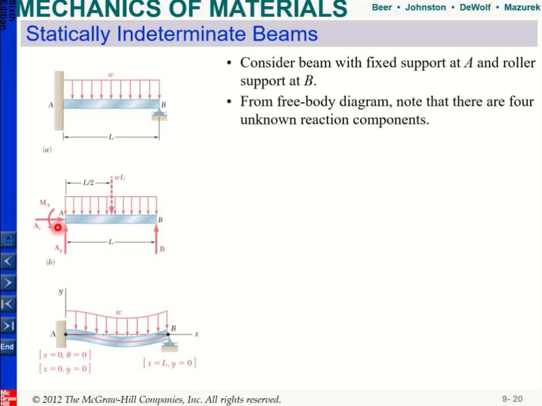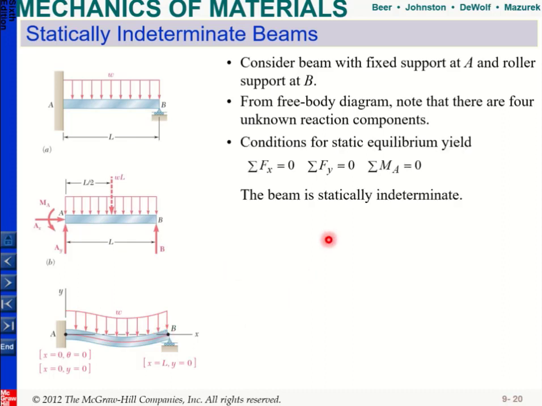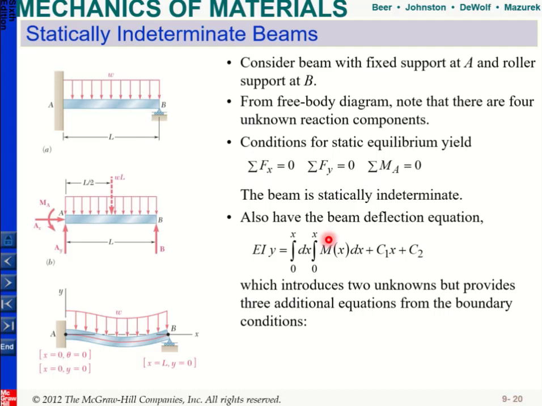So when I look at this I have 4 unknowns, and from equilibrium I can get only 3 equations. Which means that I have 3 equations but I have 4 unknowns, so I cannot solve it. What I can do, similar to what we did before, is get additional information if I look at the deflection. And if you write your deflection equation, this is what you will get.